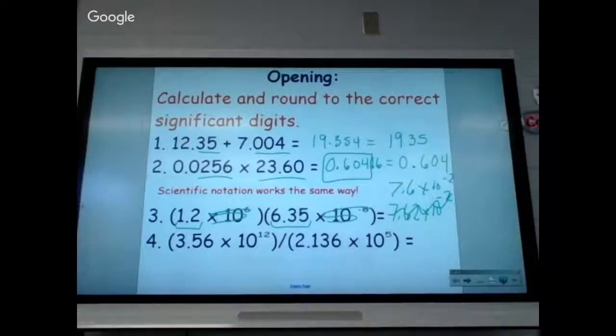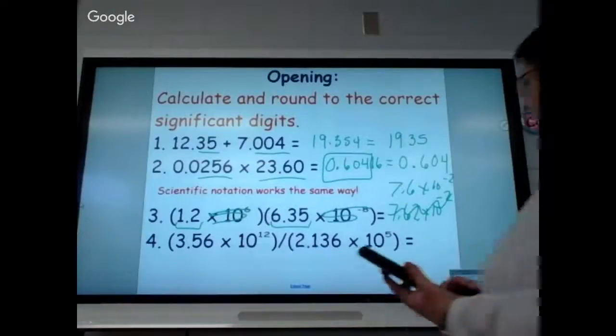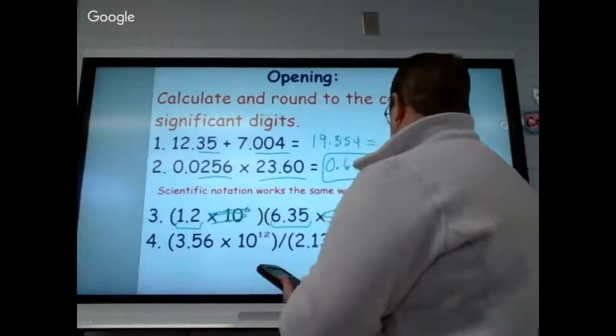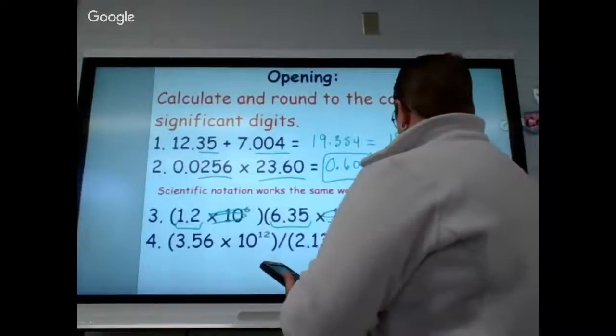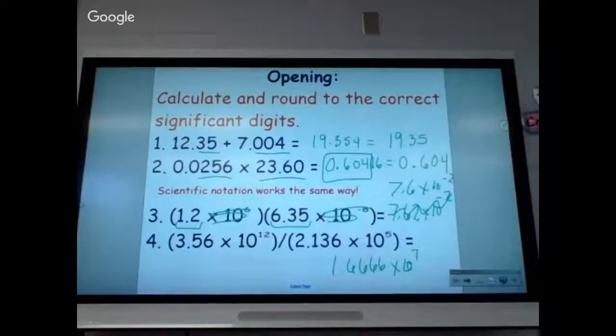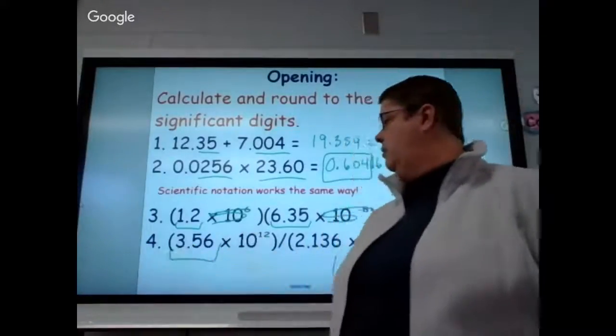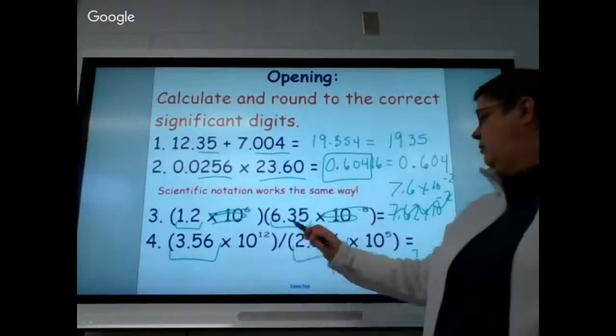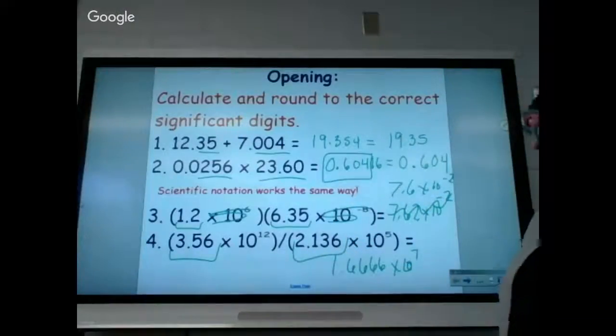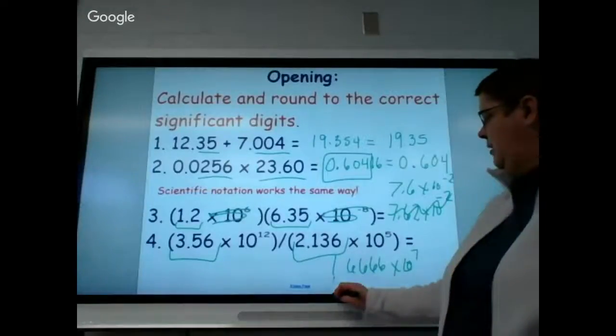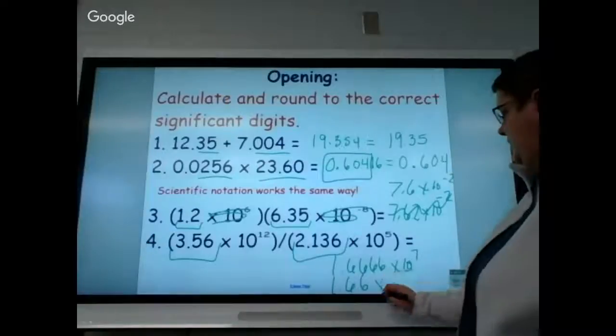All right, same thing on the next one. This one we're dividing. So 3.56 EE 12 divided by 2.136 EE 5, and we get 1.66 forever. And I'll just write down a few of them. Times 10 to the 7th. All right? So again, the times 10 is not significant. So how many significant digits are here? And how many are here? All right, so I only want how many in my answer? So what am I going to round it to? 1.66 times 10 to the 7th.